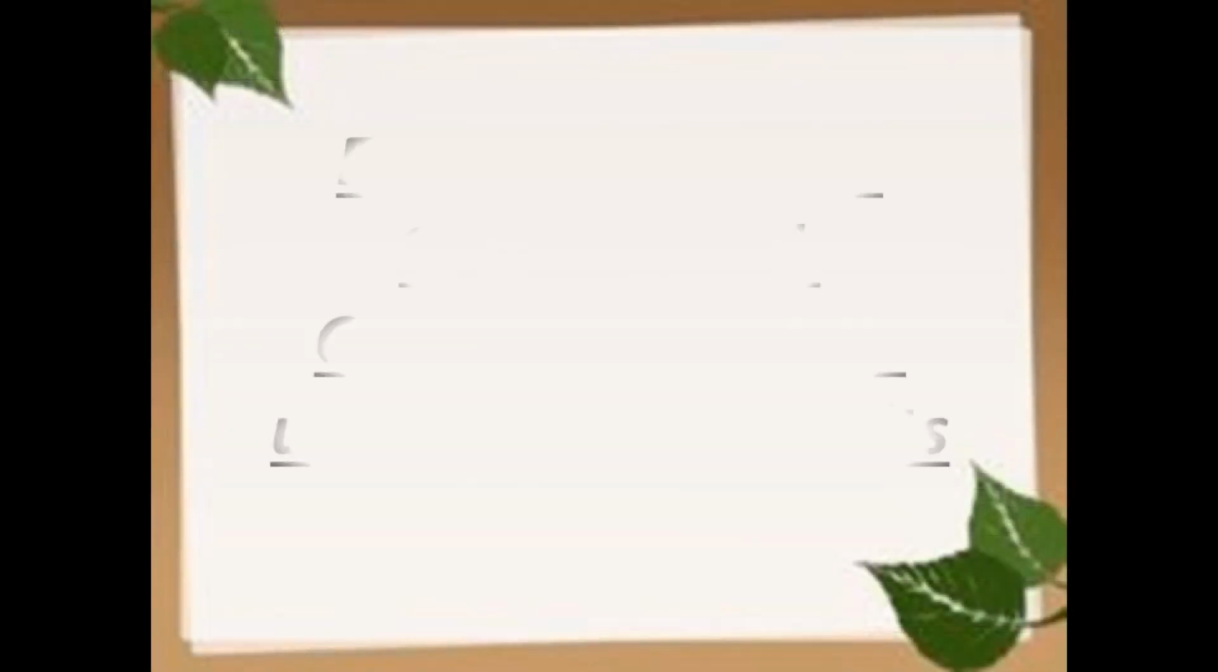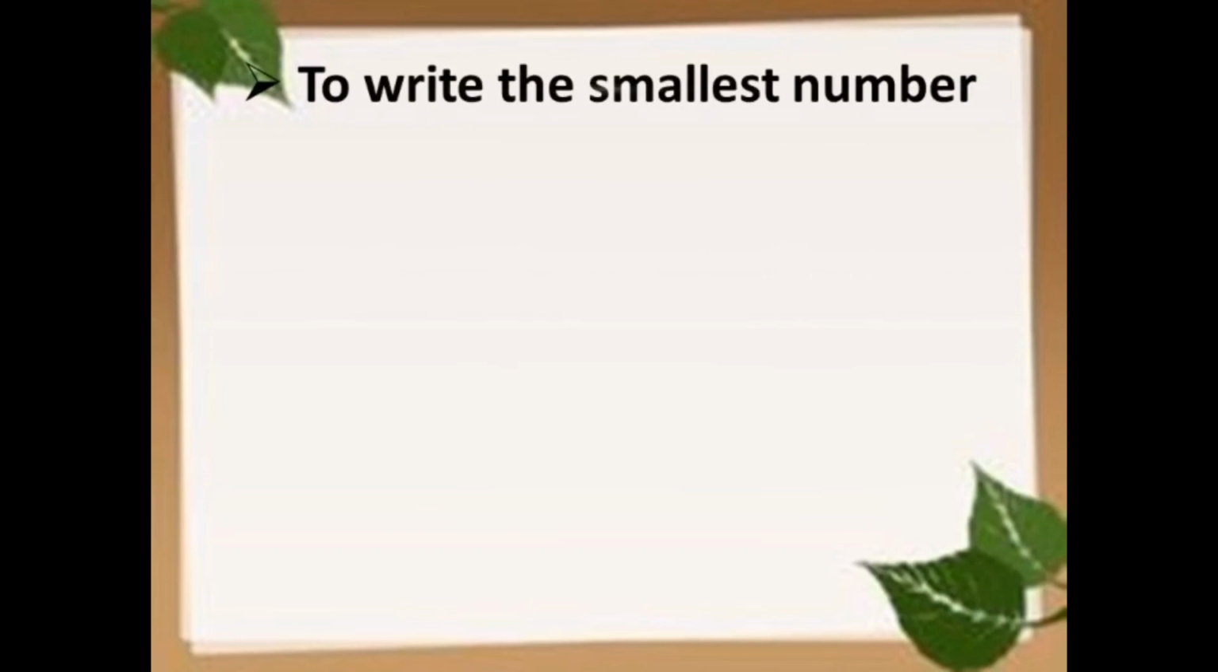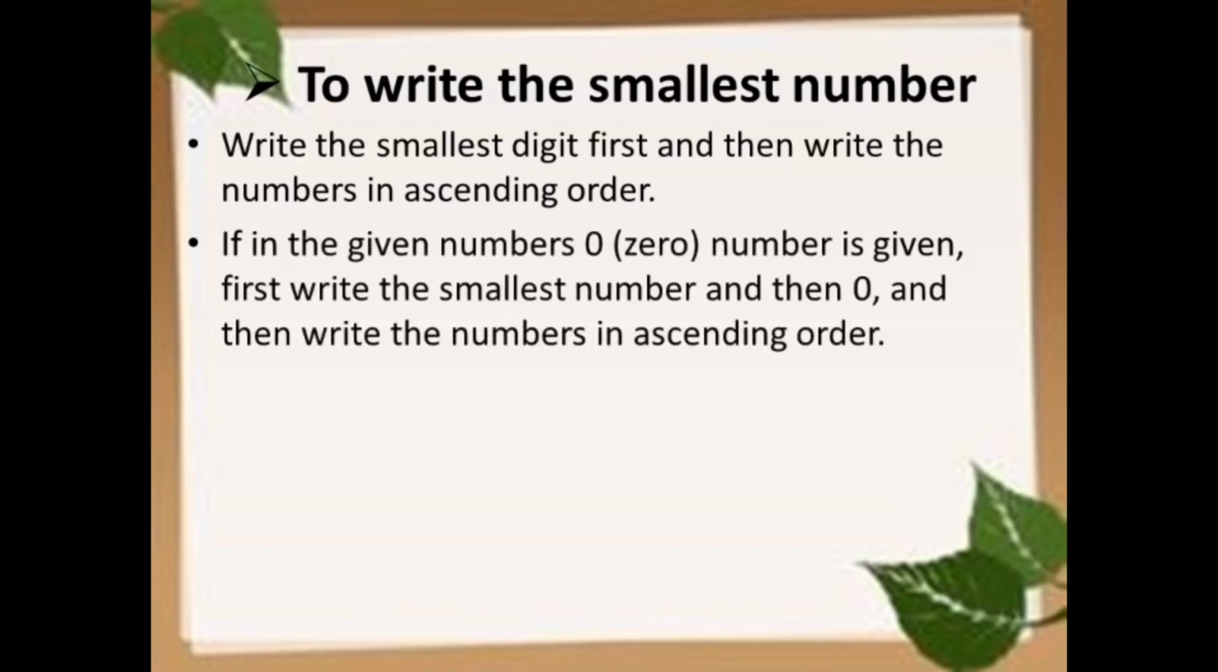Next topic is formation of the smallest and the greatest numbers using the given digits. Now firstly we will learn how to write the smallest number. Firstly, write the smallest digit and then write the numbers in ascending order. Or if in the given numbers 0 is given, then first write the smallest number and then 0 and then write the numbers in ascending order.